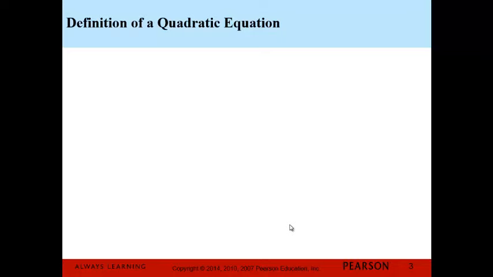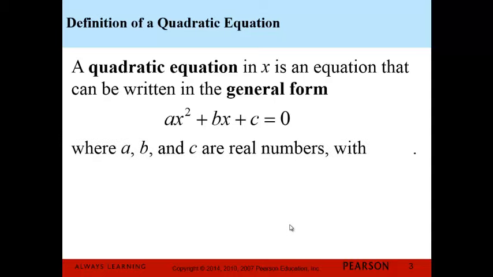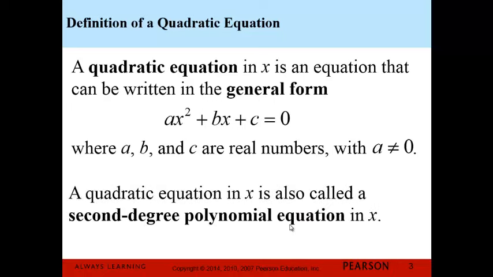Let's start by defining a quadratic equation. A quadratic equation in x is an equation that can be written in the general form ax squared plus bx plus c equals 0. a, b, and c are real numbers with a not equal to 0. So a quadratic equation in x is also called a second-degree polynomial equation in x.